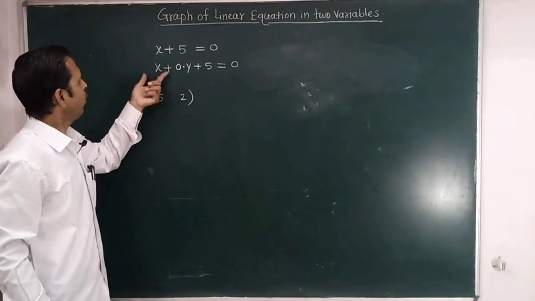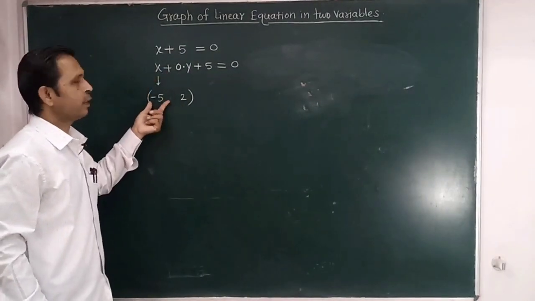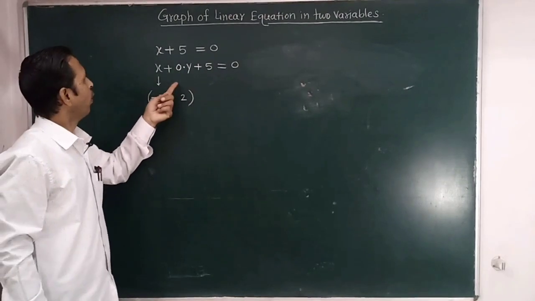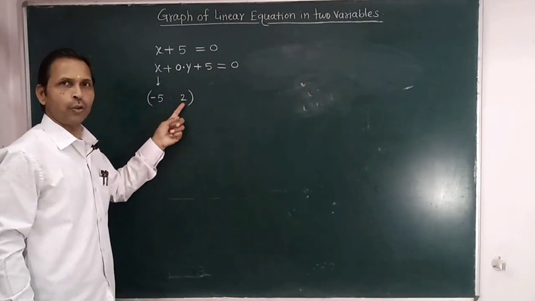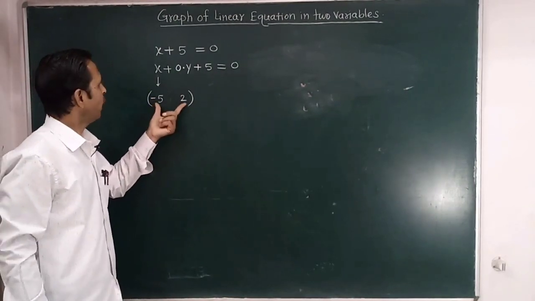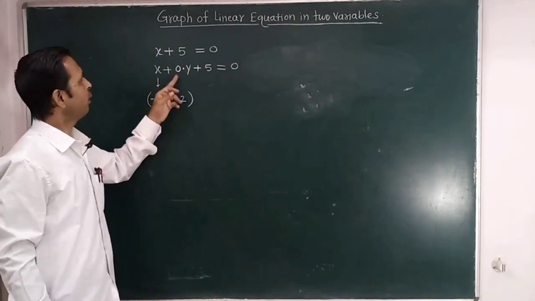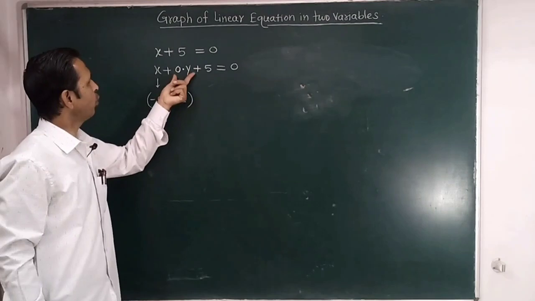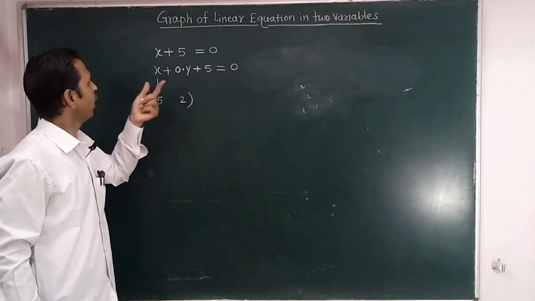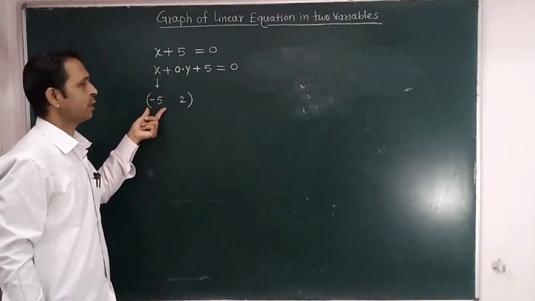आता इथे x ची व्हॅल्यू -5 आपण घेतली आहे, y ची व्हॅल्यू 2 घेतली आहे. We put y is equal to 2. If we put any value of y here, this term is 0, and that's why x is equal to -5.